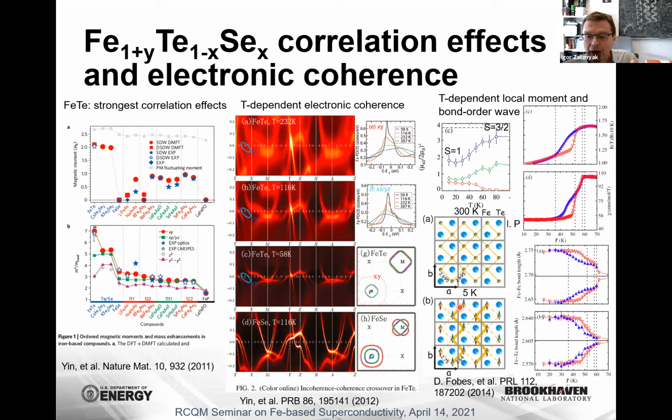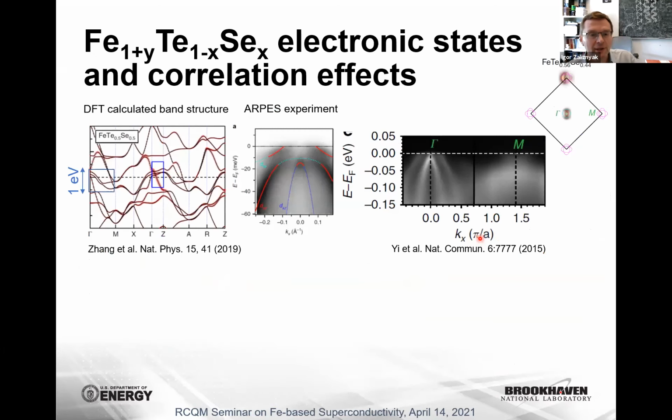But the point I'm making is that the development of electronic coherence upon cooling leads the way to the development of electronic instabilities, such as the formation of orbital order or of superconductivity. So one needs electronic coherence in the first place to form a superconducting state.